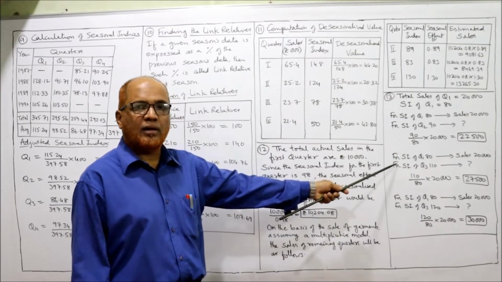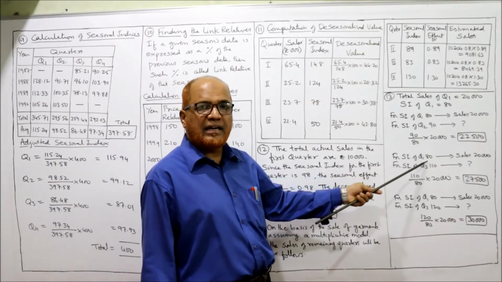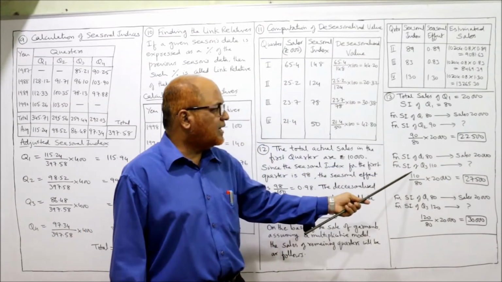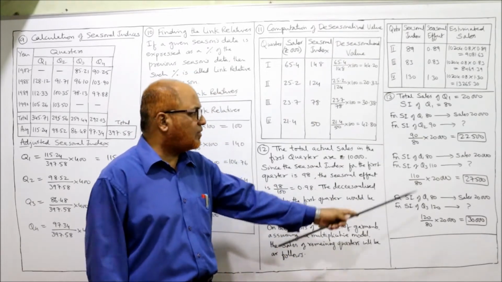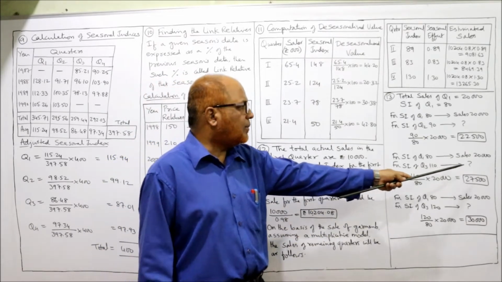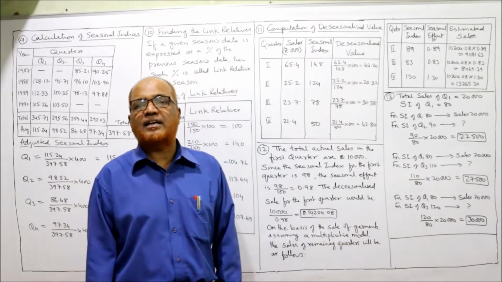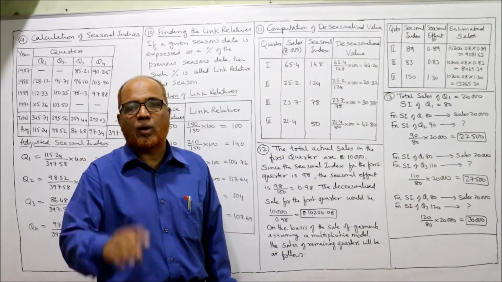Similarly, in third quarter, for seasonal index of 80 in the first quarter, the sales are 20,000. For seasonal index of third quarter is 110. How much would be the sales? So 110 by 80 into 20,000, 27,500 is the sales of the third quarter.